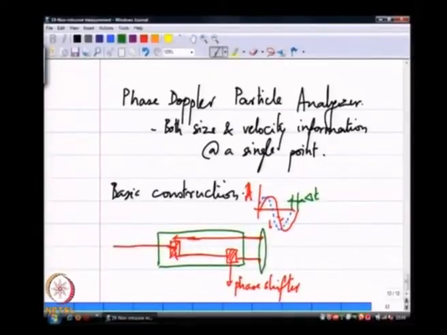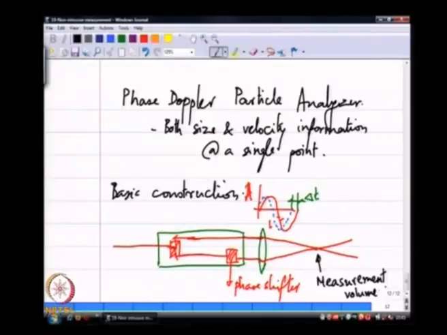The next part of the construction is that there is a convex lens that you use to focus these beams down to a single point. This forms my measurement volume. We say a point, but it is really a measurement volume, because each beam is approximately 1 mm in diameter, slightly less than 1 mm, typically 1 mm.